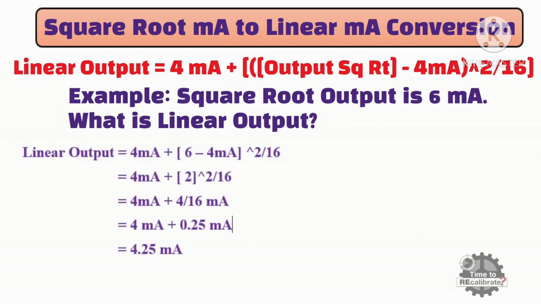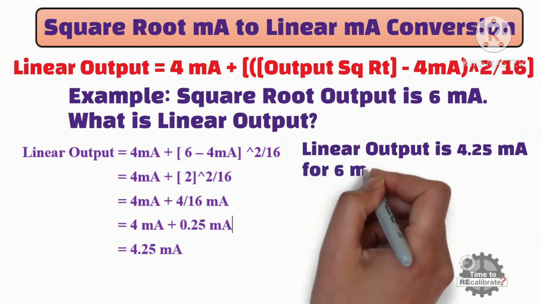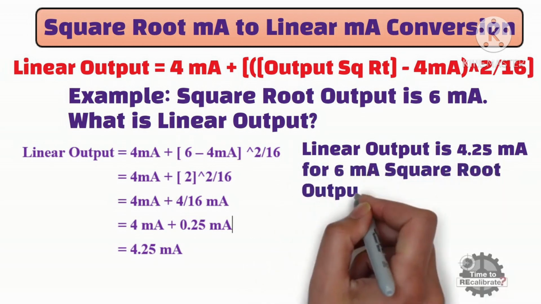So, put 6 milliampere in this formula. After this, it is simple math calculation. As you can see from this example that all values remain same except square root milliampere value. In this example, calculation result is 4.25 milliampere. In other words, linear output is 4.25 milliampere for 6 milliampere square root output.